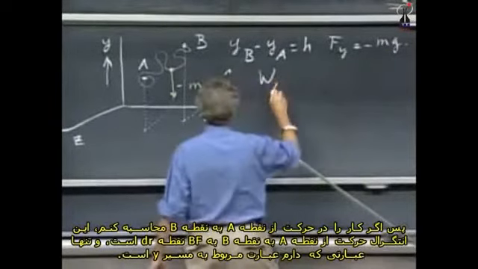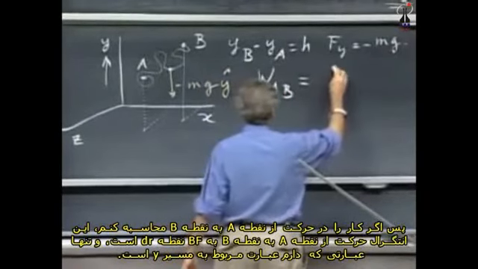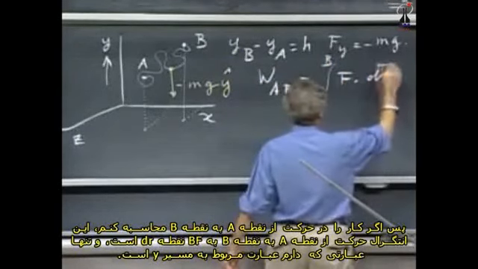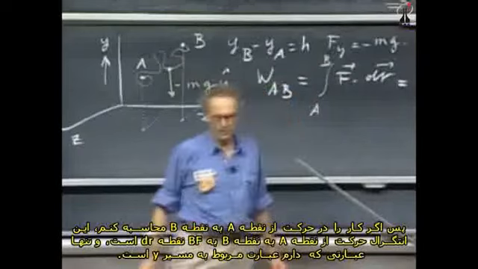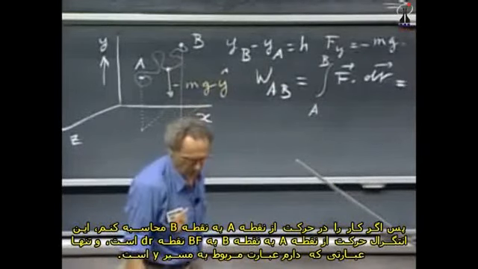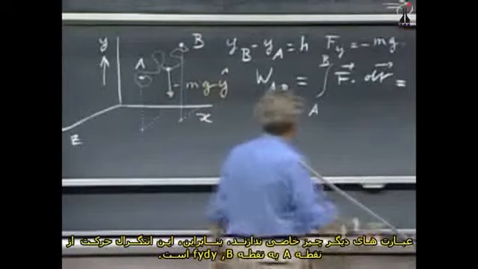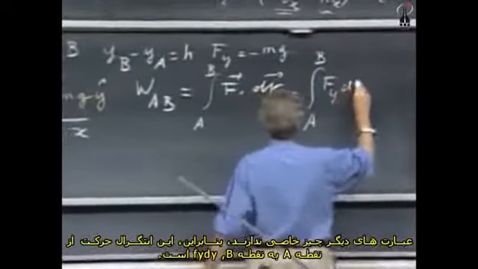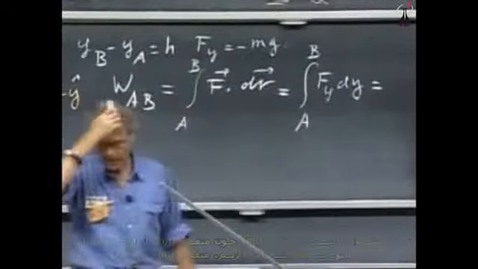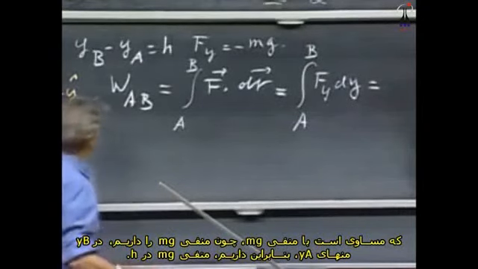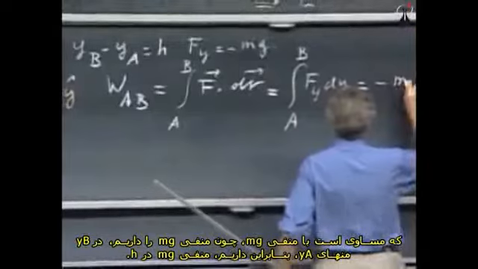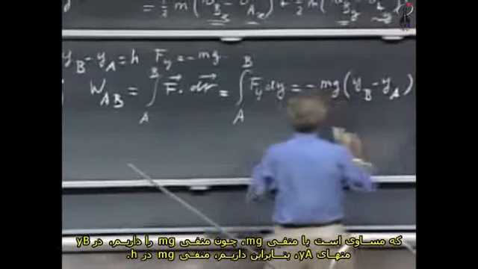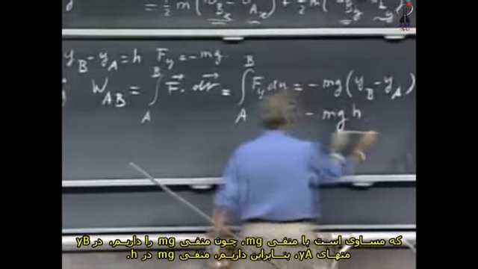And so if I calculate now the work in going from A to B, which is the integral from A to B of F dot dr, then the only term that I have is the one that deals with the y direction. The other terms have nothing in it. So it is the integral from A to B of F y dy. And that equals minus mg times y of B minus y of A, so that is minus mg times h.